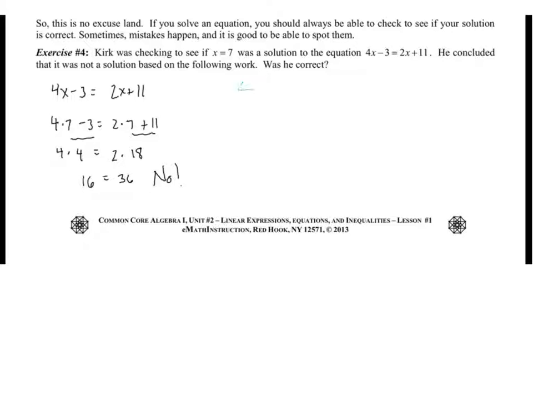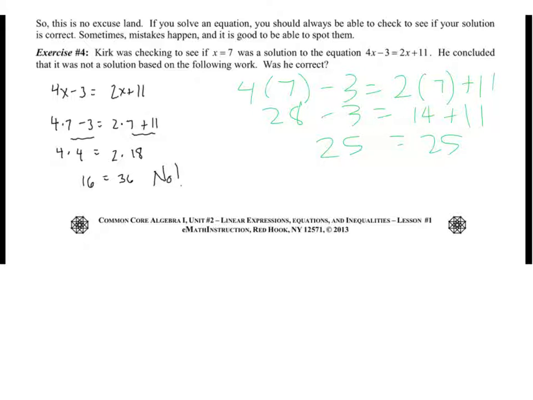So 4 times 7 minus 3 equals 2 times 7 plus 11. 4 times 7 is 28 minus 3. 2 times 7 is 14 plus 11. 28 minus 3 is 25, which equals 25. So where did Kirk go wrong? He did the wrong order of operations. He did 7 minus 3 first and then multiplied 4 times 4.